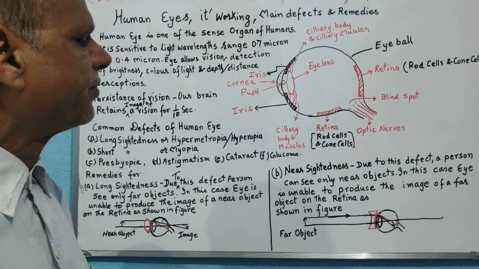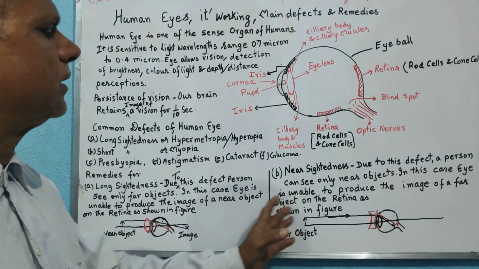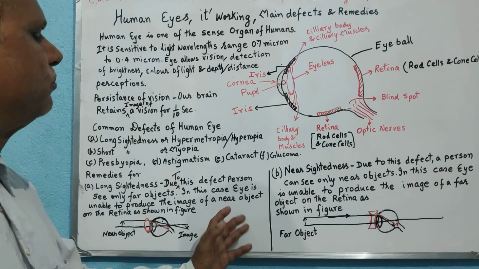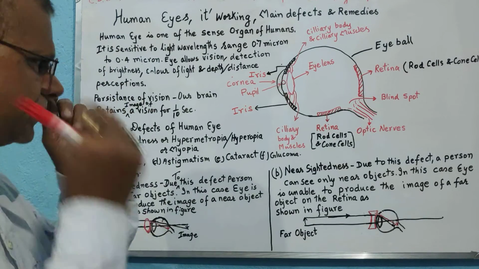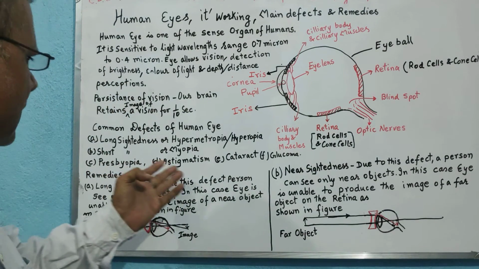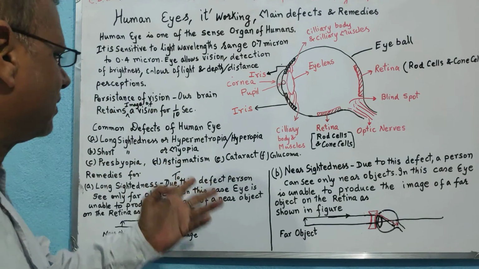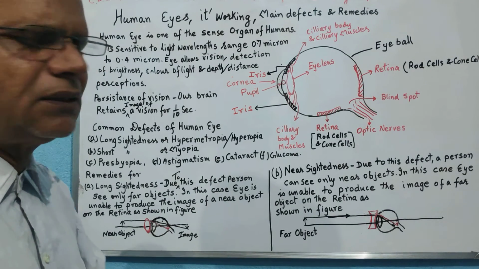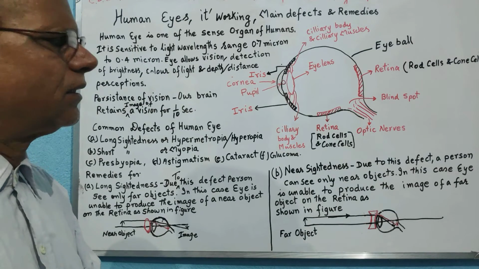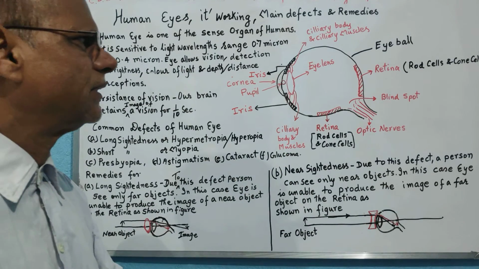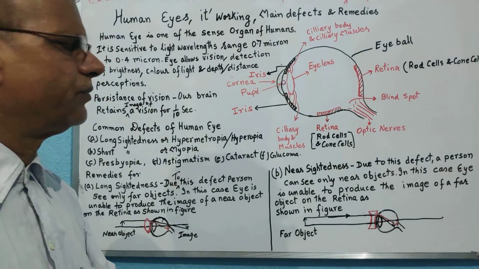So these are the two main defects. Someone may have both of the defects, someone may not have both, and other defects are there, but they are mainly not of this field of physics. They should be dealt with in much detail in the field of biology.